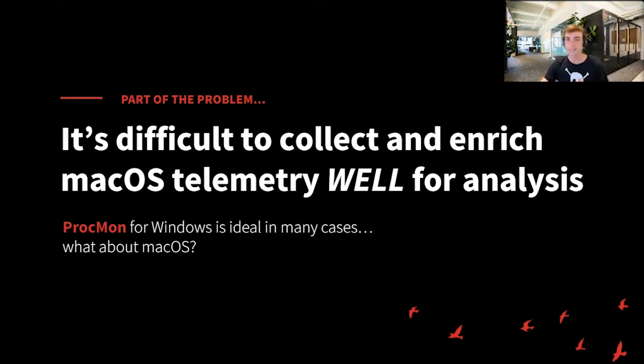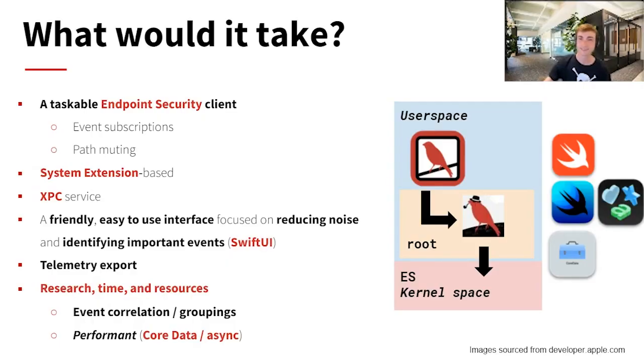So what would it take? This was a huge ask. I just saw a really fun API that we're able to play around with, and some of the features weren't being used extensively in the community that I would have liked to be seeing. So what would it take? Well, it would take a taskable endpoint security client that supports dynamic event subscriptions and path muting capabilities, something that Apple's team has really thrown a lot of time into and that we're especially appreciative of.